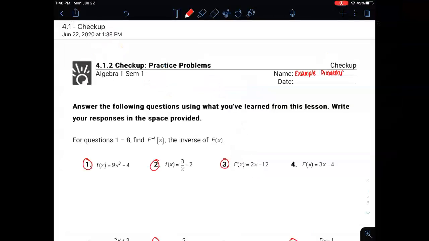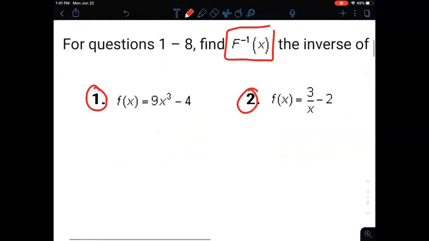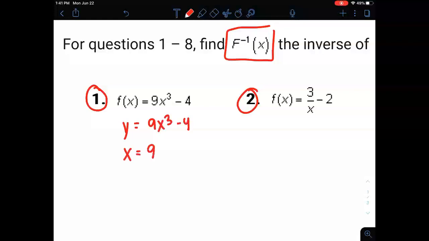Okay, so here are some of the worked problems we're going to go through for 4.1 on the checkup. So for this one, it's saying find f negative 1 of x. Again, that's how you should see it written, which is the inverse function of f of x. All right, so when we're going through this, step 1 is to replace f of x with y. So you have y equals 9x cubed minus 4. All right, then you have to flip the x and the y values. So you end up with x equals 9y cubed minus 4. All right, and then we start to undo the operations here. By that we mean plus 4 to both sides.